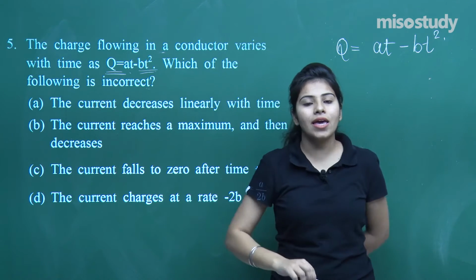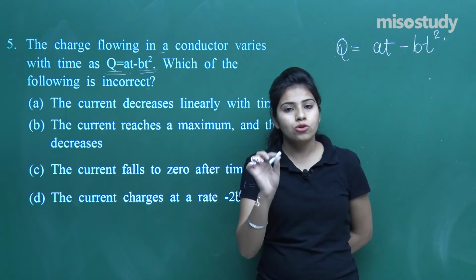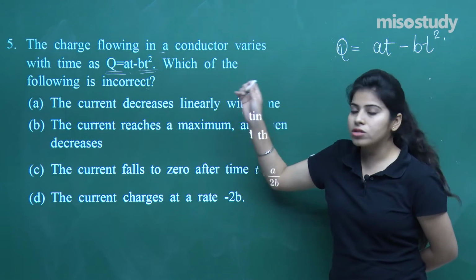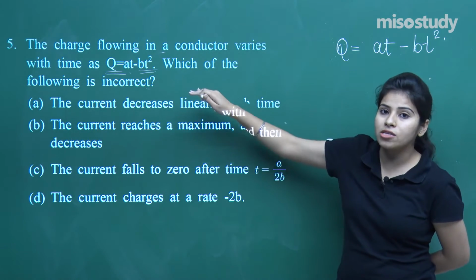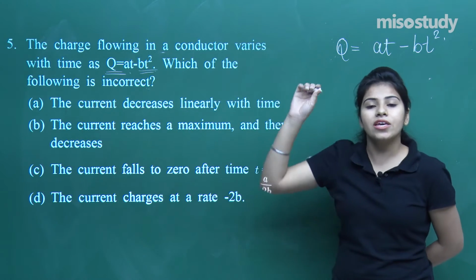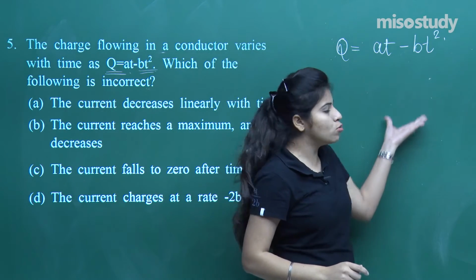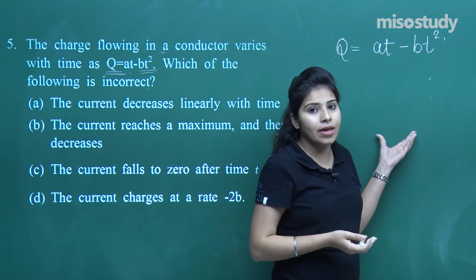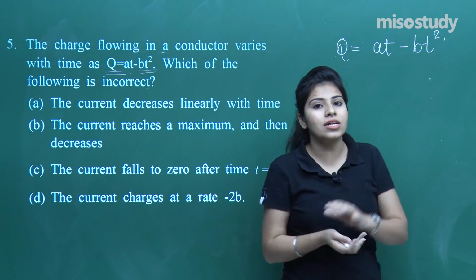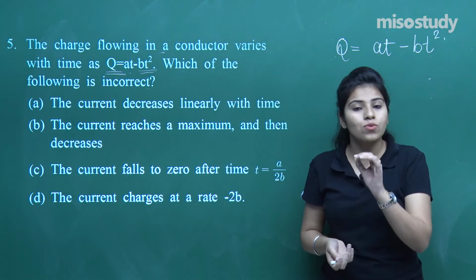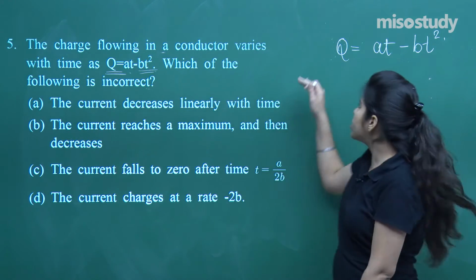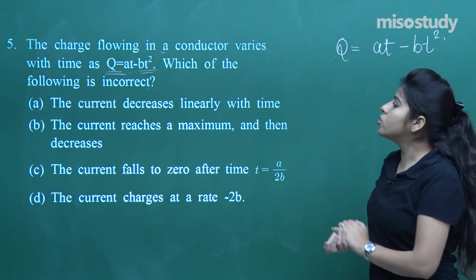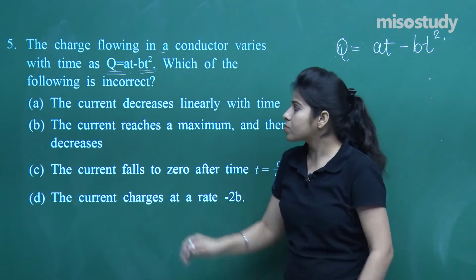As I always say, you should note down all the values before starting the question. Just note down all the values provided in the question, because once you note them down, you will have a pretty good idea what formula to apply and what relation to find. So I have written Q equals AT minus BT square.